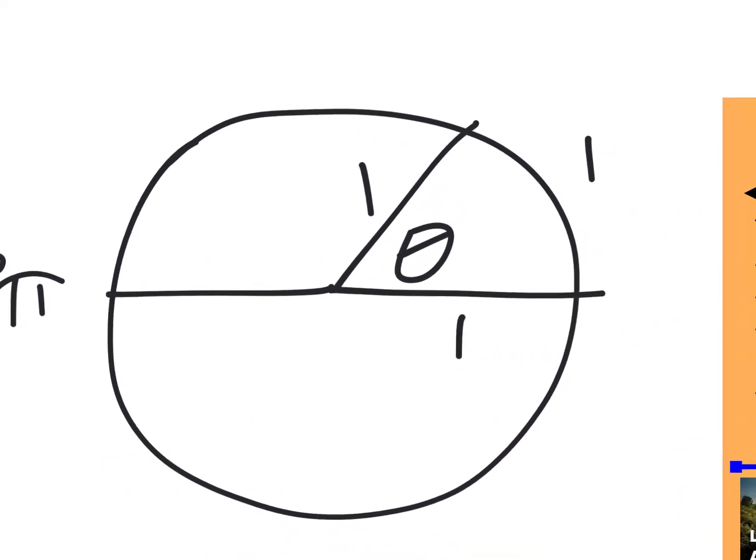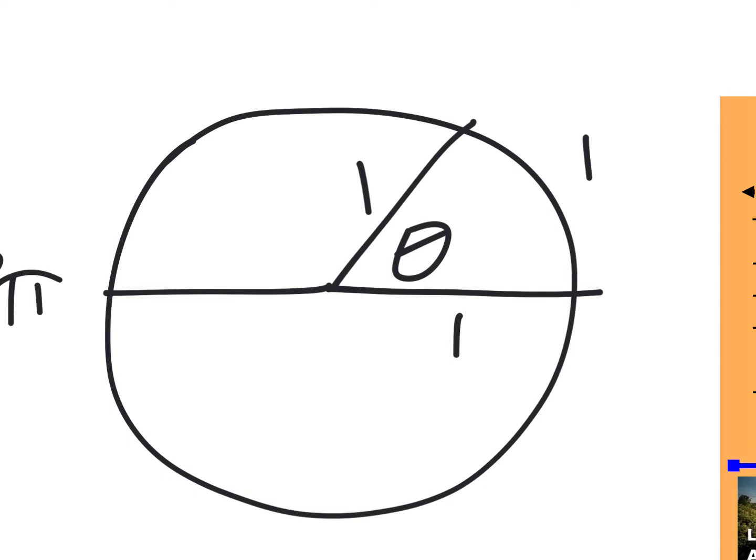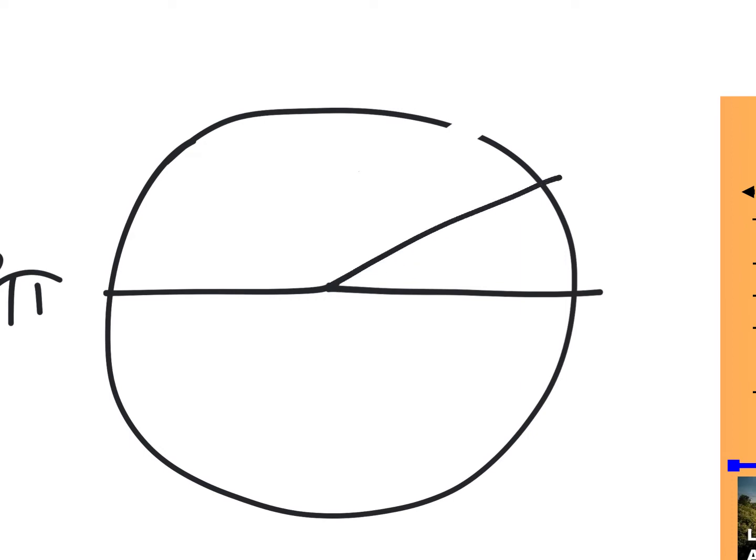Everybody right now on your circle, would you please label the one I said is the most important, pi over 6. 1/6 of the way to pi. Did you make it about a 30-degree angle? Raise your hand if you had that one right.